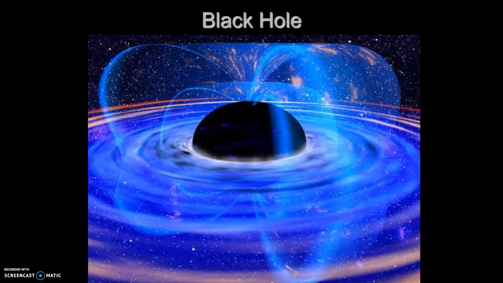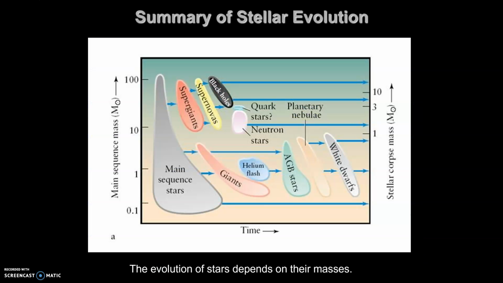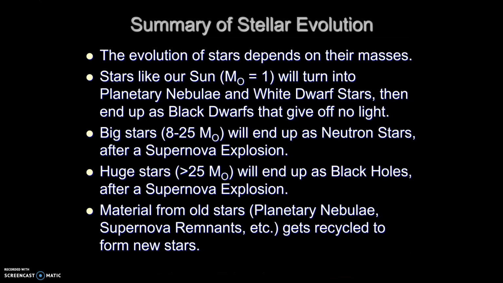So we're going to talk a little bit about black holes now. Remember, black holes are a result of huge stars after that supernova explosion that we can see here. Remember that the evolution of stars depends on their masses. So huge stars, after that supernova explosion, are going to create a black hole.